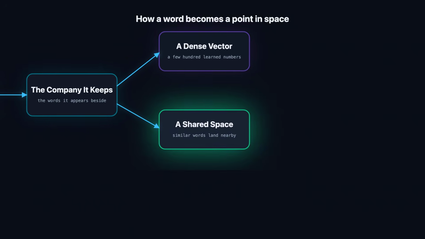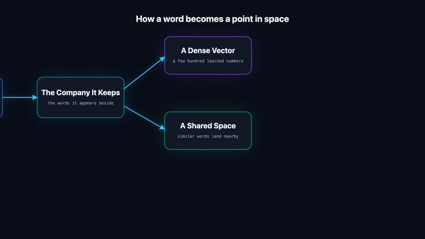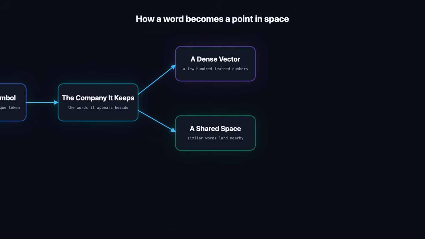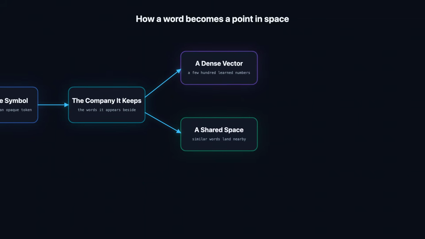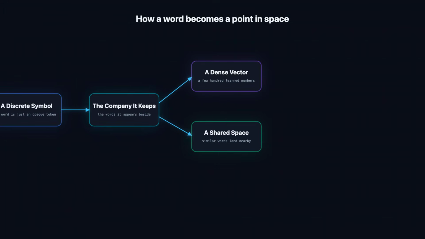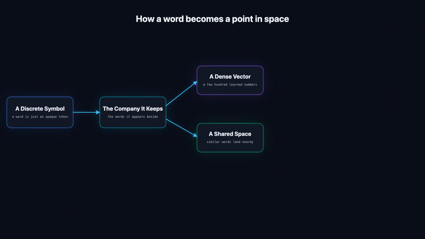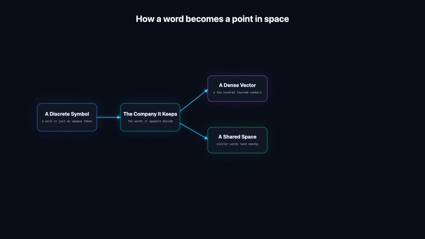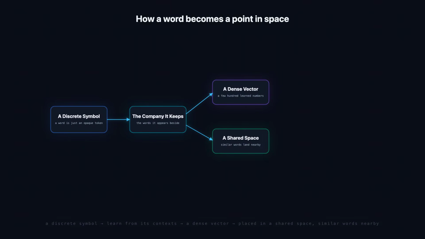Finally, every word lands somewhere in one shared space, and something remarkable falls out. Similar words sit close together, and relationships become directions you can do arithmetic on. Take the vector for king, subtract man, add woman, and you land right next to queen. Geometry itself is now carrying meaning.